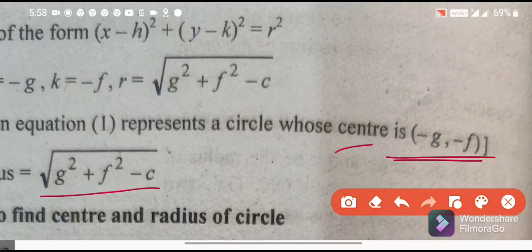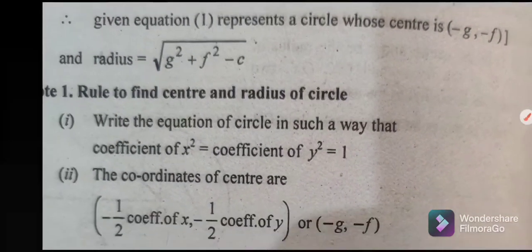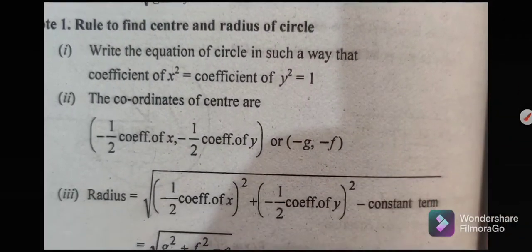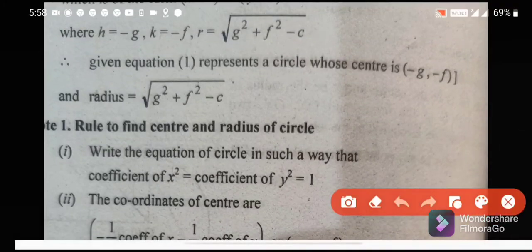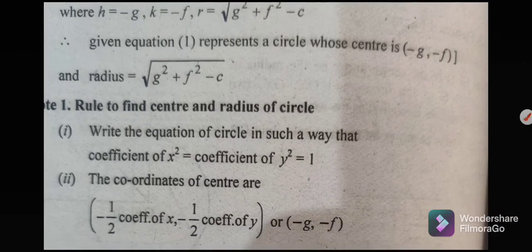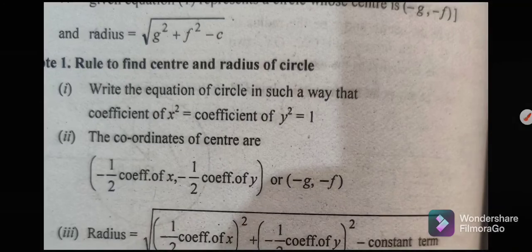Center is equal to (minus g, minus f), and radius is equal to under root of g square plus f square minus c. This formula is used when a 1 mark question is asked, and when the question is of 2 or 4 marks, then what is the rule to find center and radius of the circle?